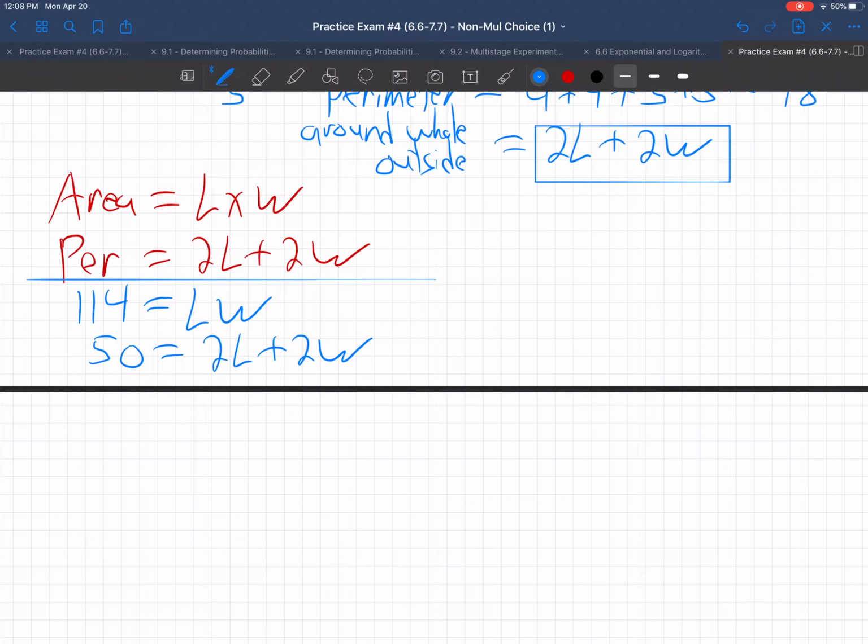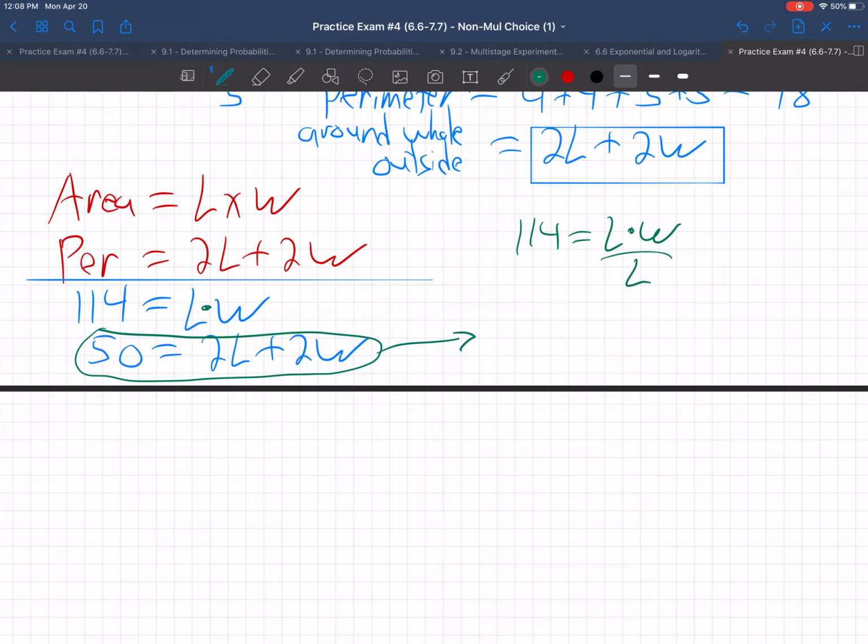Well, there's lots of different things you could do. I think what would be easiest would be to start with the perimeter equation. Why? Because the other one has the L and the W multiplied. If you try to solve for L or W there, like what if I took 114 is L times W and I wanted to solve for W? Well, you would divide by L, and then you got fractions, right? We don't want fractions.